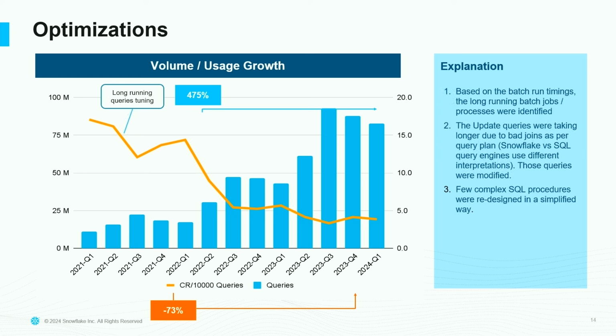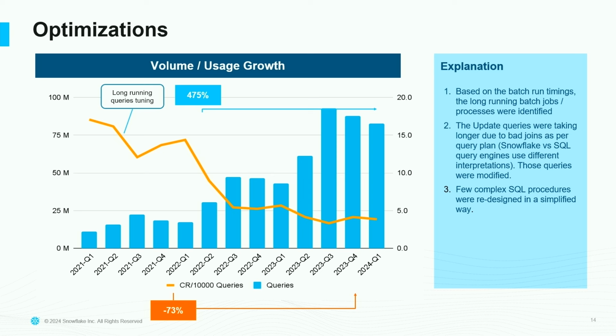Then the next step in the journey is, what are those long-running jobs that we can potentially optimize? We found out that a few update queries were taking longer because when we migrated from the SQL Server data warehouse to Snowflake, the way the query engines and the query plans work is different. How they are interpreted is different. So we had to go and optimize our Snowflake queries.